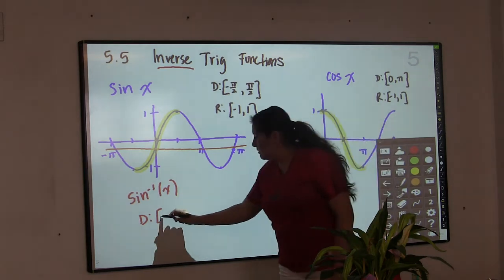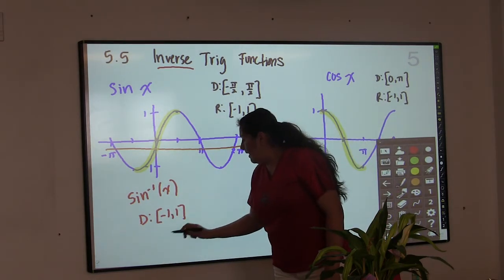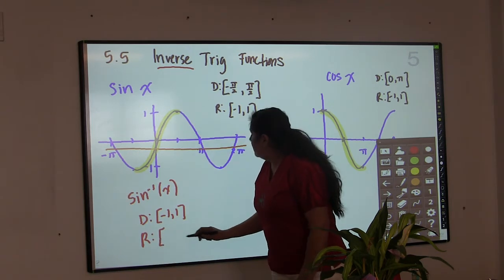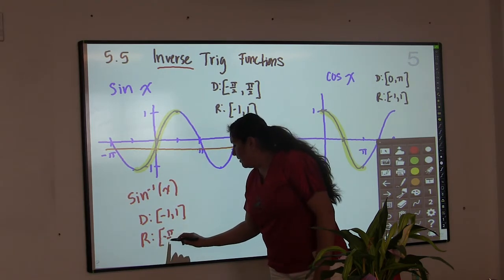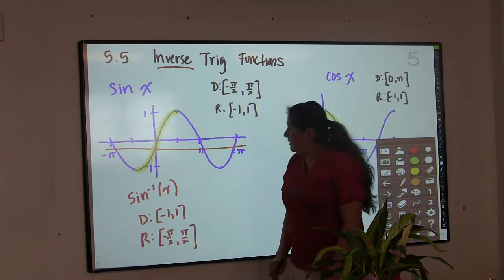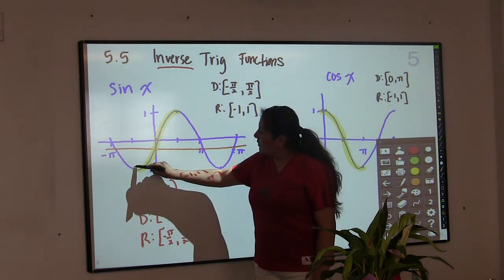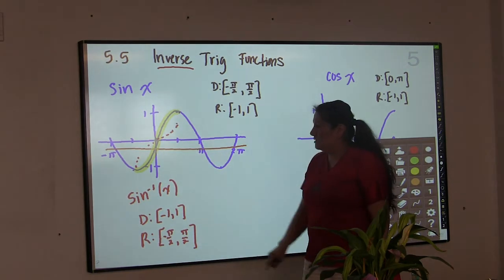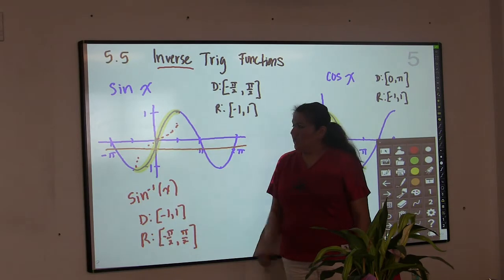Negative 1 to 1. And the range would be negative pi over 2 to positive pi over 2. They're backwards. You could even graph this little guy if you really wanted to, and that's more or less what the inverse sine function would look like.